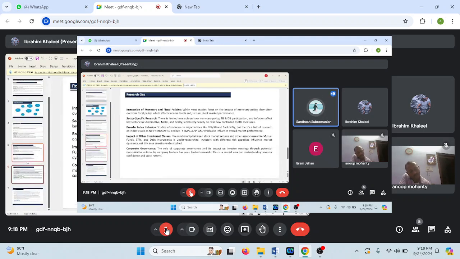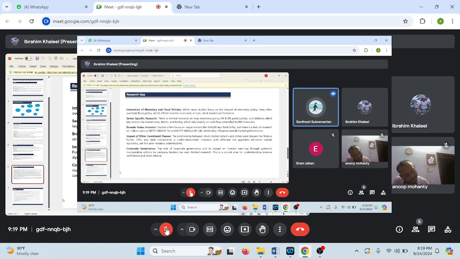As Khalil said before, we have identified some research gaps regarding how the monetary and fiscal policies impact, or do not impact, changes in the stock market return, whether it's going up or going down. So we are going to make use of it, and we are also planning to cut down to sector-specific research. We have identified three sectors: automotive, metal, and realty. We don't want to do every sector analysis, so our study will be focused only on these three sectors. For the index inclusion, we are focusing majorly on Nifty 50, and the Nifty Midcap and Smallcap. These three indices we are going to use as a benchmark to understand how the policy returns are being made out of it.